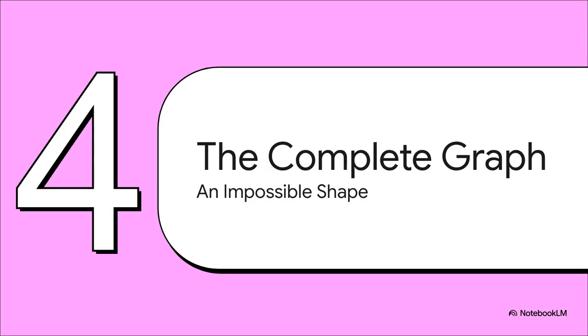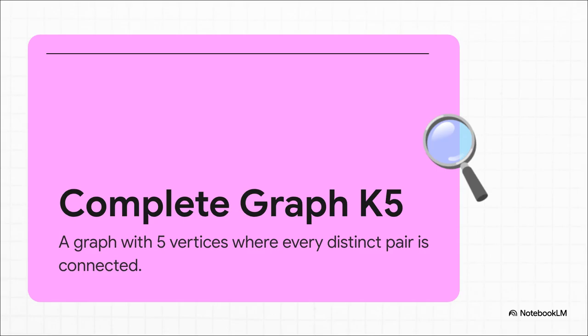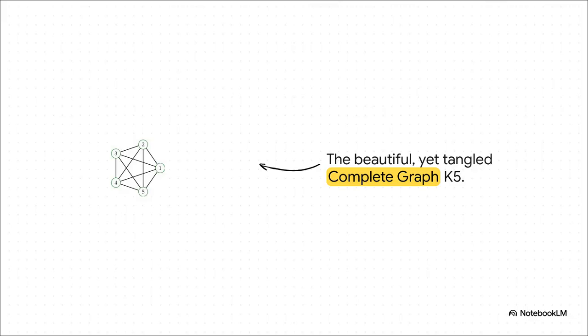Section 4. The impossible complete graph. Now, allow me to introduce you to the ultimate boss level of simple graphs. It's called K5, also known as the complete graph with 5 vertices. In this network, absolutely everyone is neighbors with everyone else. Every single pair of distinct vertices is connected by an edge. No exceptions. When we draw K5 in its standard form, it usually looks like a star inside a pentagon.